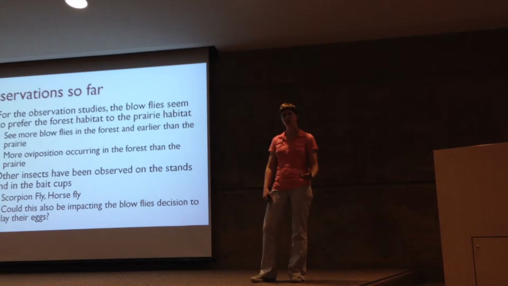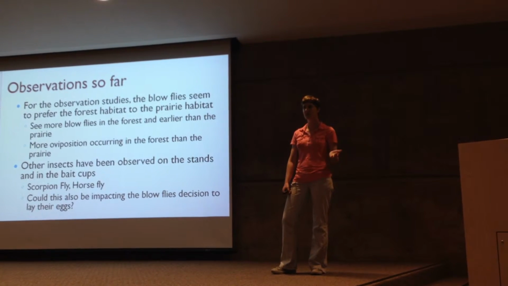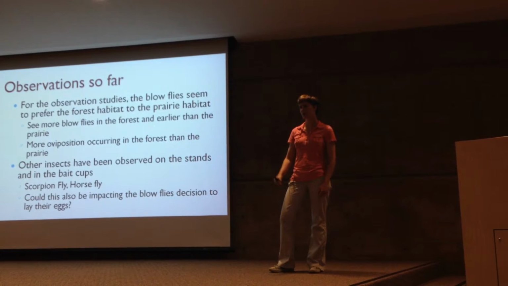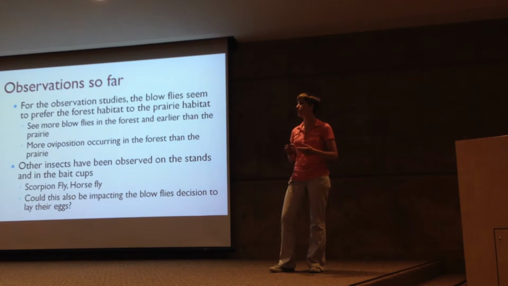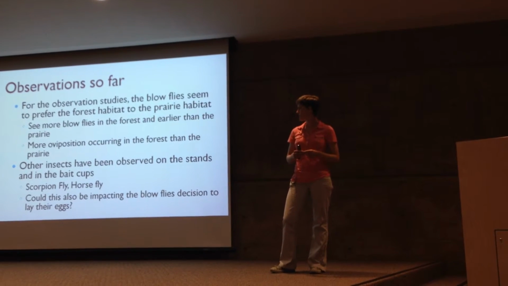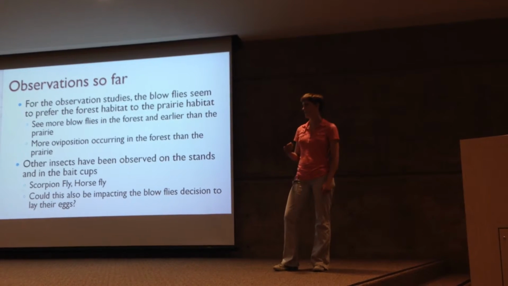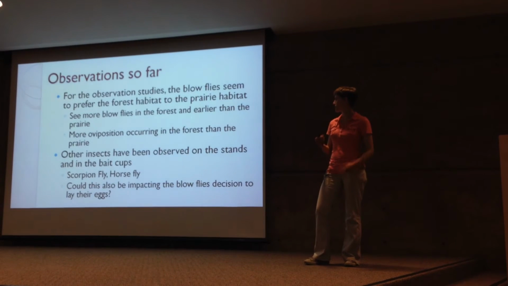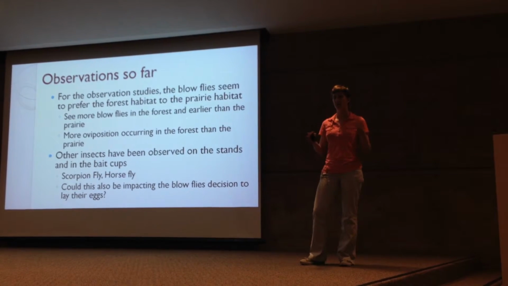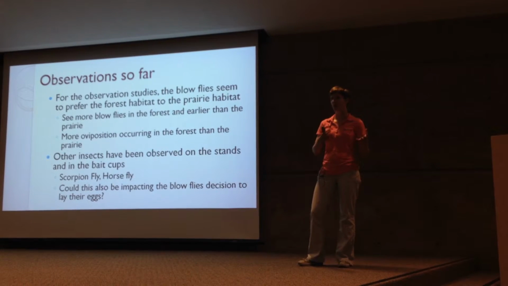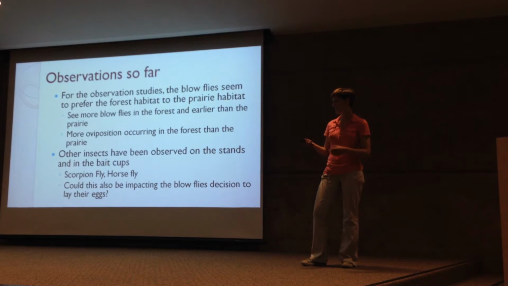For the observation studies, so far I've noticed that the blowflies seem to be preferring the forest habitat to the prairie habitat. I've been seeing more blowflies in the forest than the prairie, and I've been seeing them earlier in the forest. I've also been noticing that there are other insects on the stands and in the bait cups, such as scorpion flies, horseflies, as well as some bumblebees. And I've raised a question: what if it's not just wasps that are influencing the oviposition, but also these other insects?